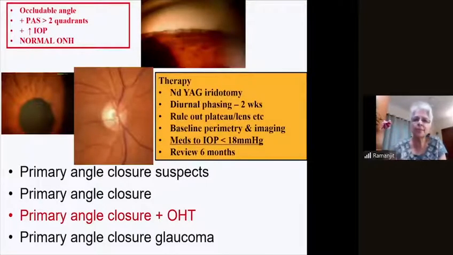What happens with a similar kind of pathology that can be seen, maybe more extensive? The disc is still looking okay. So we would term this primary angle closure with an ocular hypertension. And the diurnal phasing after the iridotomy will show us raised pressures. We rule out the presence of anything else like plateau iris or a lens vault. Again, we use medications to lower the IOP to less than 18 and then review every 6 months.